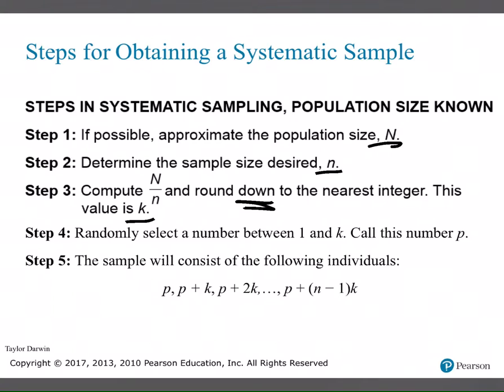So maybe I'm at a party. I don't want to ask the first 10 people I see. I want to spread it out and make sure that I get the people that come to the party later and the people that come to the party earlier. So you want to spread it out. So that's how you're going to find your K. Then you randomly select a number between 1 and K, and you call this number P. I know, we're getting a lot of letters, but hopefully it'll make sense in a second. And this sample will consist of the following individuals. You can find it by using this formula. I'll kind of show you how I do it on the next slide, and we can go from there.